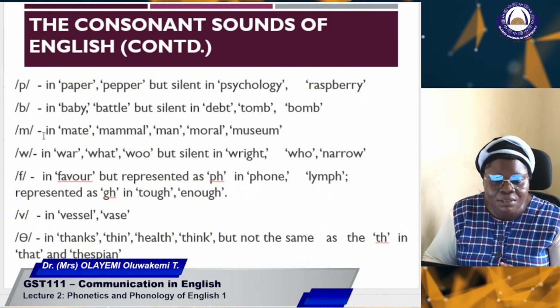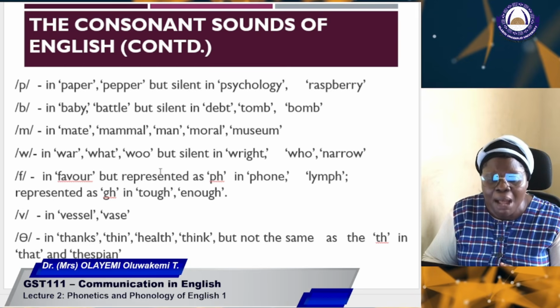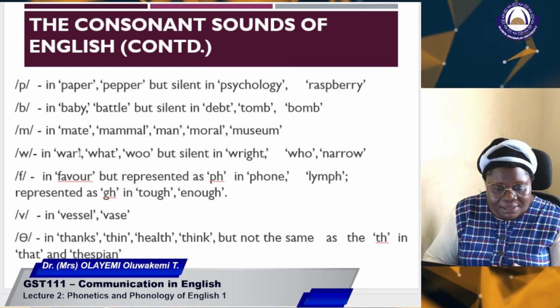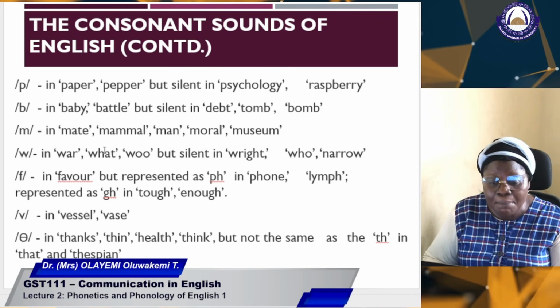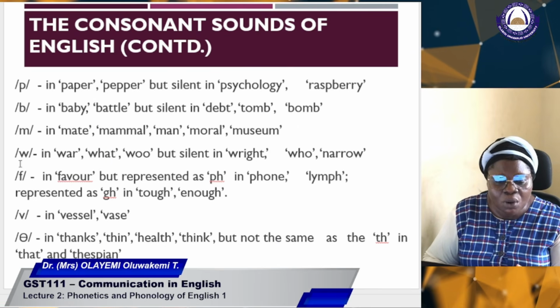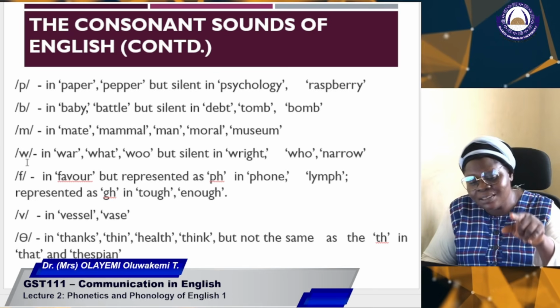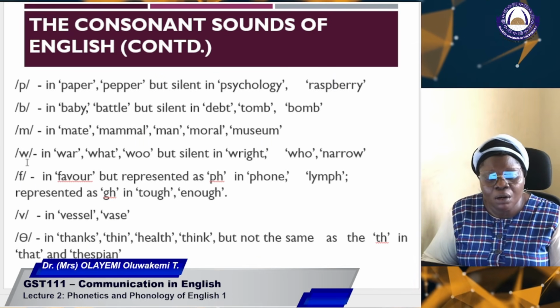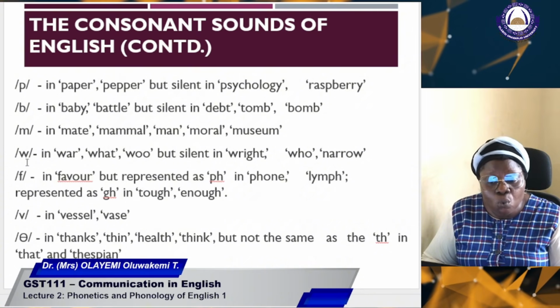Now, look at the other sound in mate, mammal, man, moral, or museum. You can see that. Okay, it's also in the word member. Okay, we have the other one. That's the one that has W in the slashes. We have it in war. We have it in what?